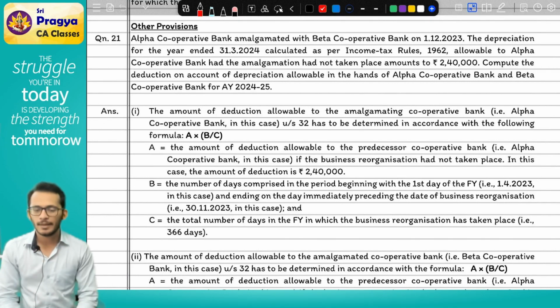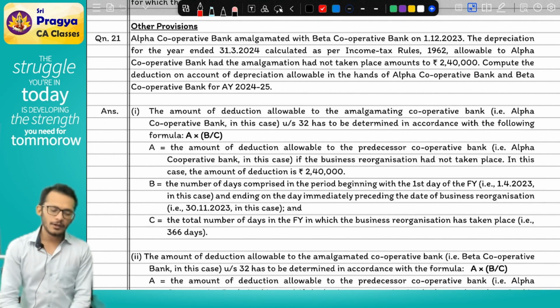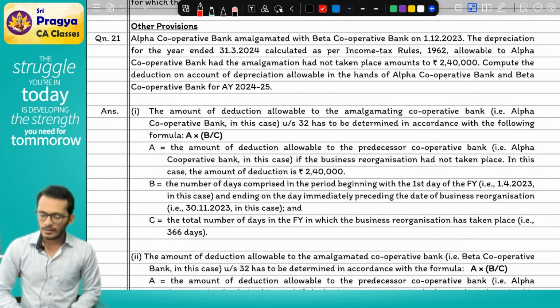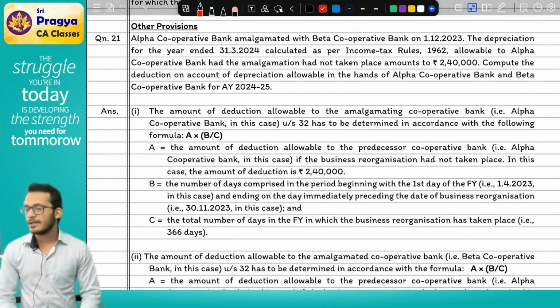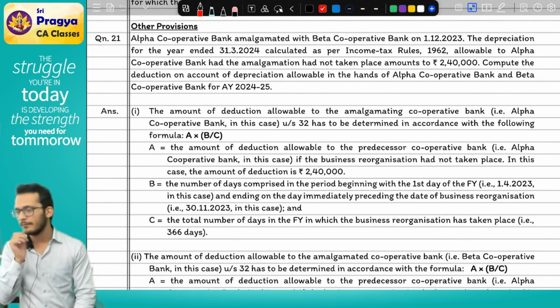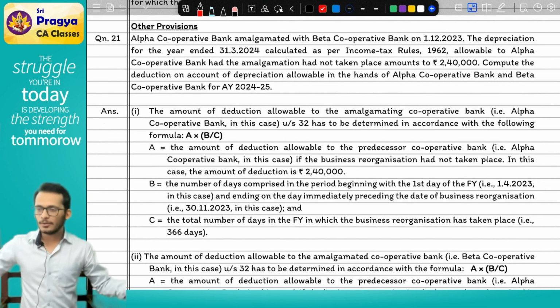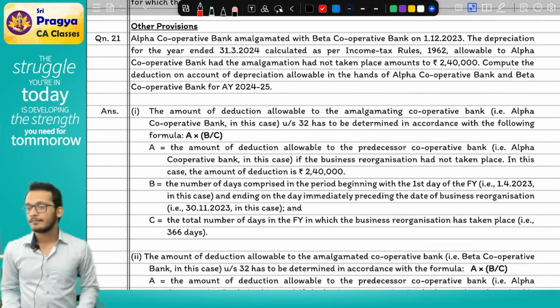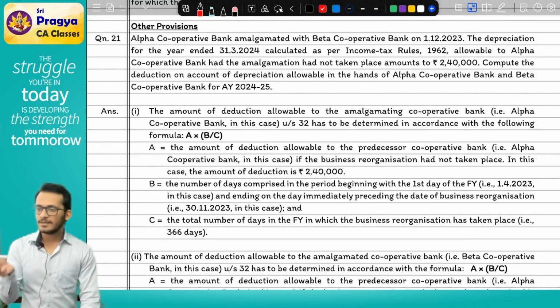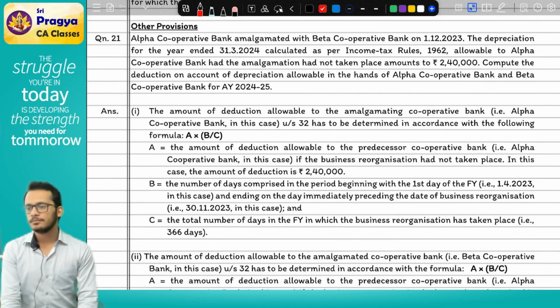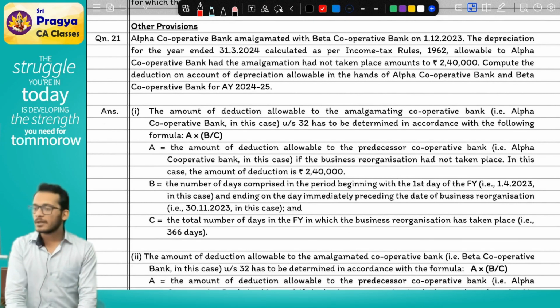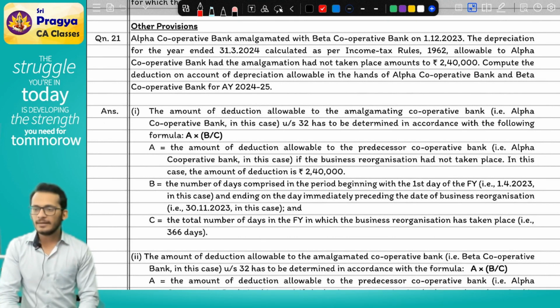But has the amalgamation happened? Yes, it has. You are required to compute the reduction of depreciation allowable in the hands of Alpha Limited and Beta Limited. When we did depreciation, I told you in case of amalgamation, we compute depreciation for the whole year, then allocate it basis the number of days the person used the asset. From April to November, you will give it to Alpha. From December to March, you will give it to Beta.